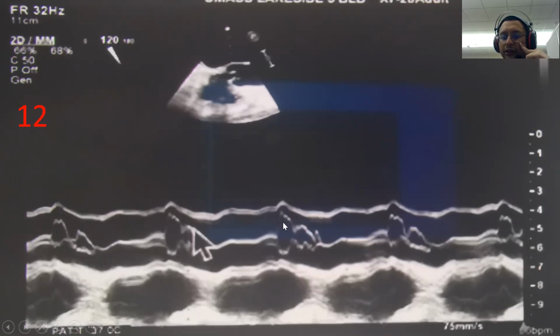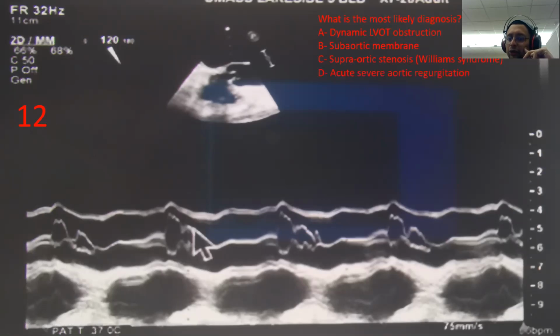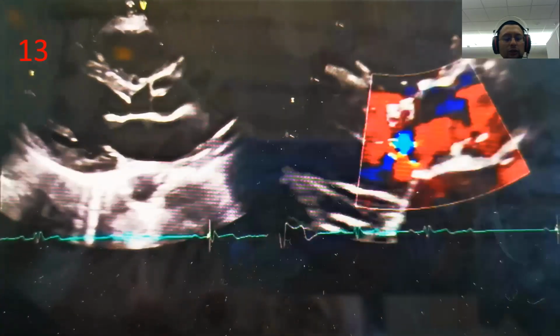So this is fluttering with mid-systolic closure. This is a dynamic LVOT obstruction, not a subaortic membrane. I will show you the M-mode of a subaortic membrane later. Of course, not supravalvular aortic stenosis, which is part of Williams syndrome. Not acute severe aortic regurgitation. So this is what Siling was talking about just now. All right, so this is number 13.